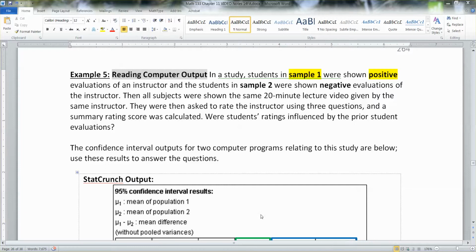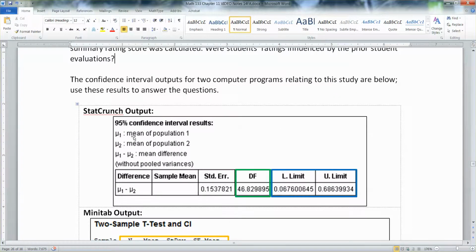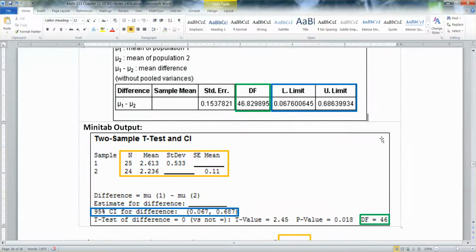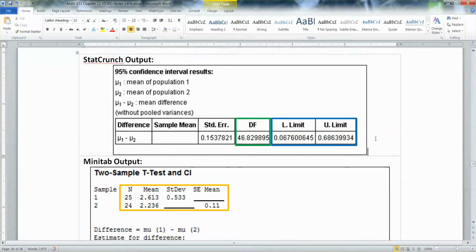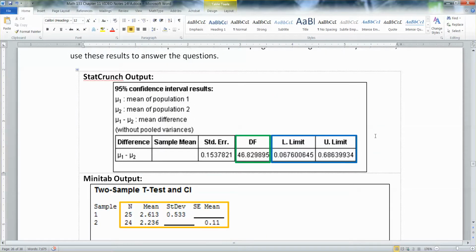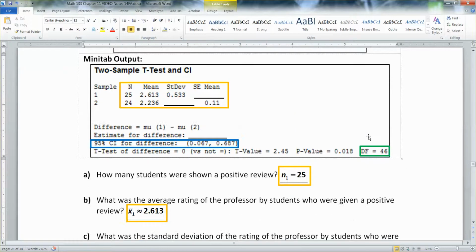All right, so we have the confidence interval outputs here. Again, StatCrunch and Minitab. I would never give you both of them in an exam or a project. I would only give you one of them and ask you a whole barrage of questions about them. So let's look at both of them.